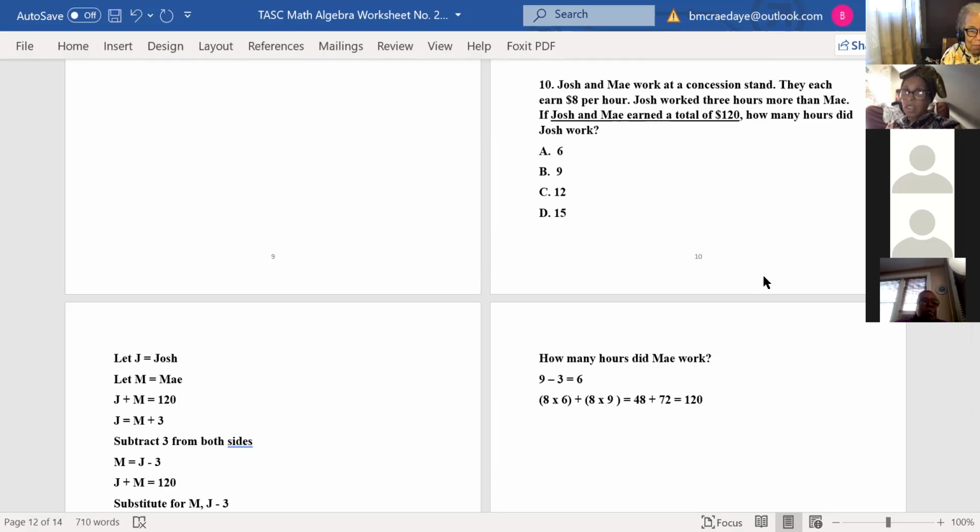Okay, so Josh is 72 while May is 48, right? That's right. May made $48. Josh made $72. Between them, they made $120. Okay. All right. Got it.